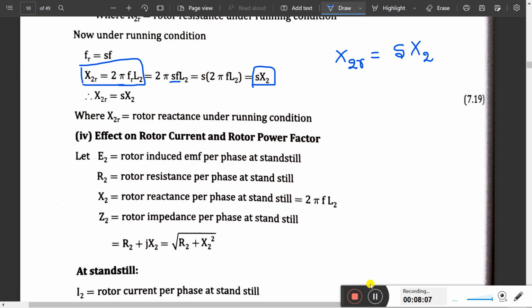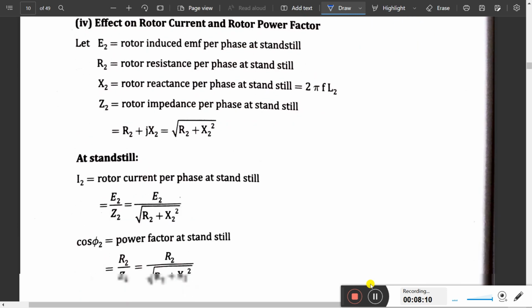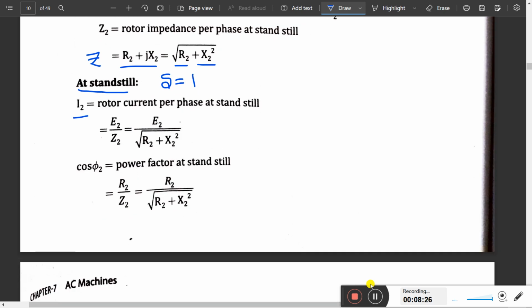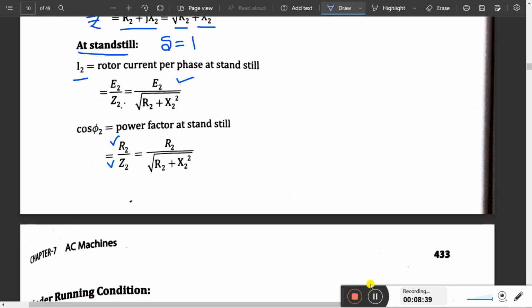Coming to the effect on rotor current and rotor power factor. Now observe: we know the impedance Z is equal to R2 plus jX2, which we can write as the square root of R2 squared plus X2 squared. At standstill, S is equal to 1. Then I2 is equal to E2 by Z2, that is the vector form, so I2 is E2 by the square root of R2 squared plus X2 squared. Coming to power factor, from the impedance triangle it is R2 by Z2, that is R2 by the square root of R2 squared plus X2 squared. These are at standstill, S equal to 1.